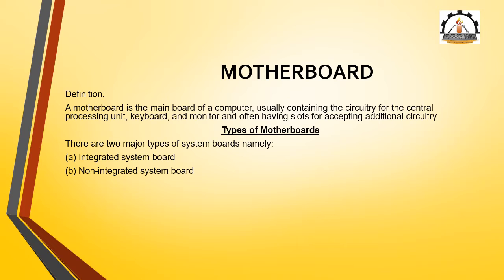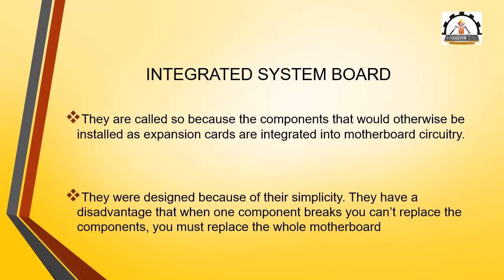The motherboard definition: a motherboard is the main board of a computer, usually containing the circuitry for the central processing unit, the CPU, the keyboard, and the monitor, and often having slots for accepting additional circuitry. Types of motherboard: we have two broad types, the integrated system board and the non-integrated system board.